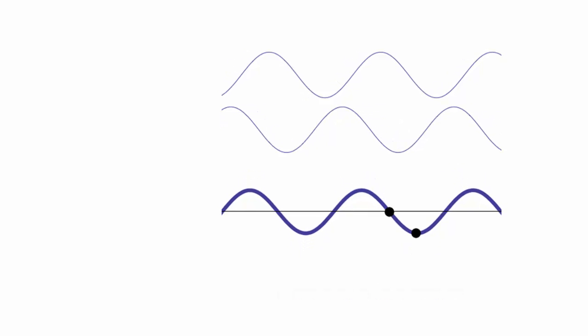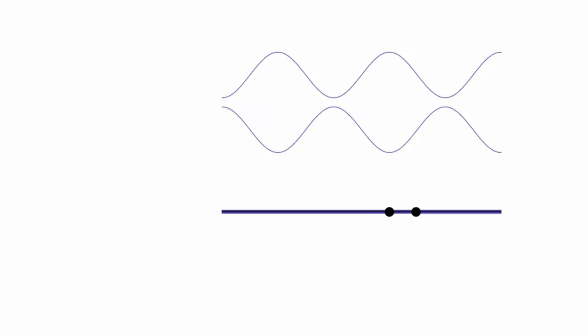At other times, however, the two waves are out of phase with each other by exactly half a wavelength apart, and the peak of one wave coincides with the trough of another. This produces destructive interference, and both waves cancel each other out.